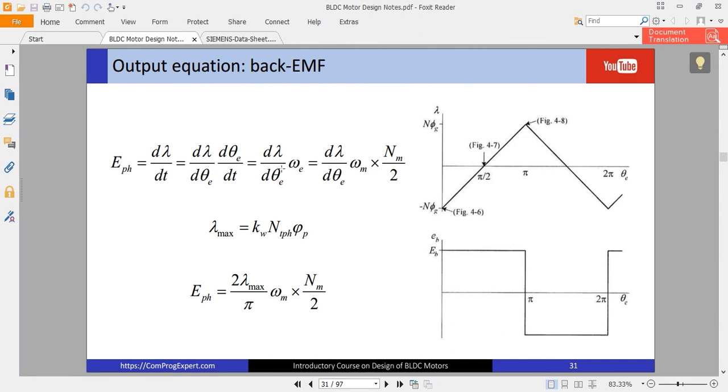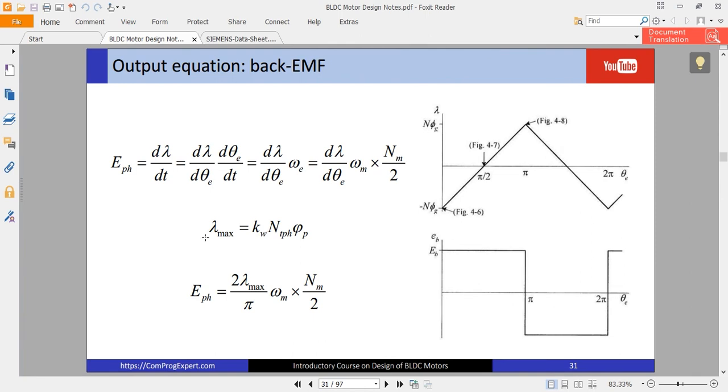And d lambda d theta_e, I can calculate it in half an electrical period. As you know, omega_e is equal to omega_m times N_m divided by 2, right? We have this equation: electrical speed is equal to mechanical speed times the number of pole pairs. So what is the value of d lambda d theta_e? We have this variable lambda_max, that is the maximum flux linkage.